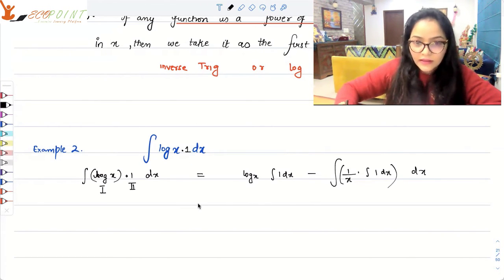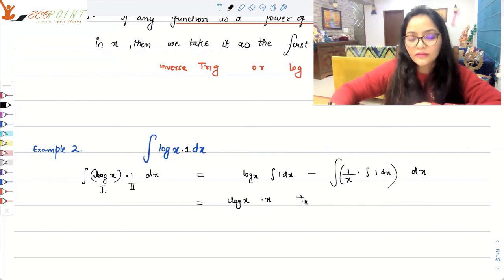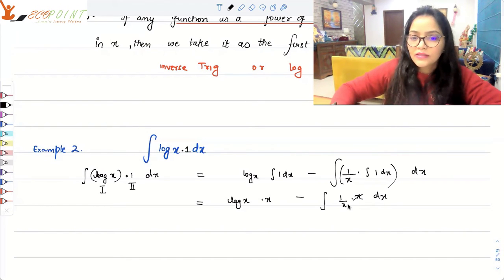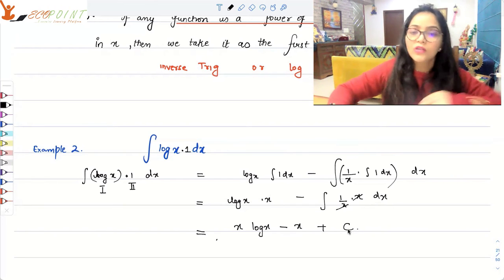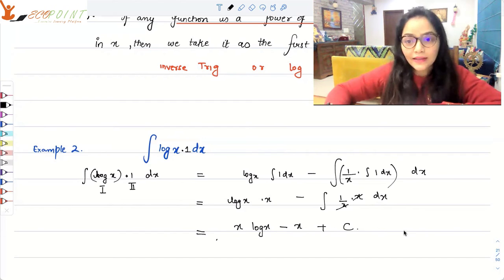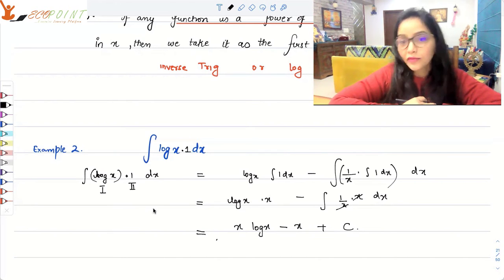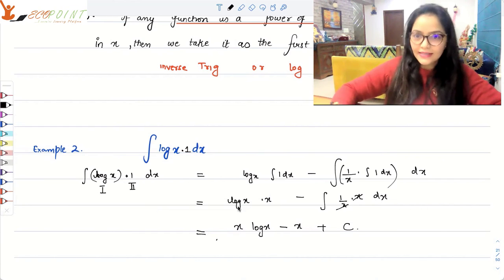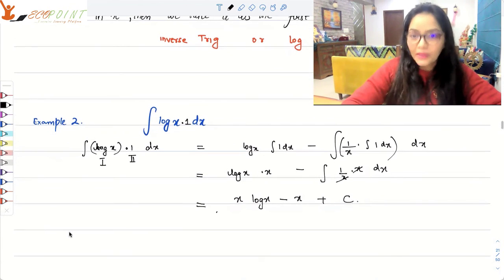So which means that I'm going to get log x into x minus integral of 1 by x into x dx. So this cancels and you get x log x. Integral of 1 is just x, so minus x plus c. So x log x minus x plus c. The integral of log x is x log x minus x plus c, because the derivative of this is log x. So hence this is the correct answer, and that's how we have used by parts in it.